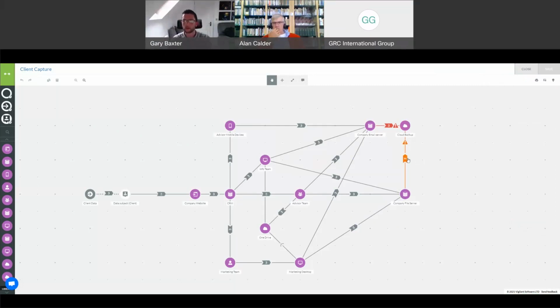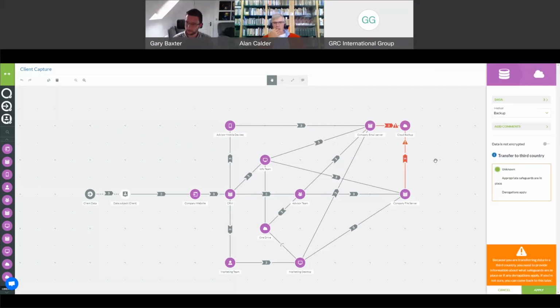If we look at the actual transfers, it gives us that extra level then to say, okay, there is an area of concern here. Now, do we have the appropriate safeguards in place? And if so, what are they? Are they binding corporate rules? We might also be able to mark out if there's derogations that may apply. That could be public interest, transfer from public register, etc.